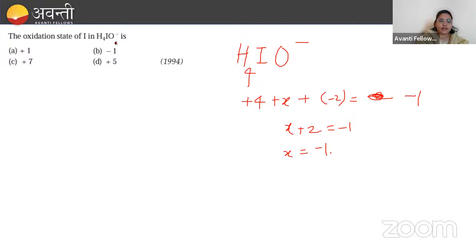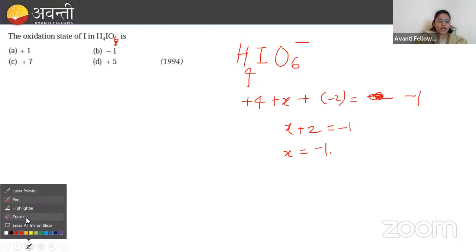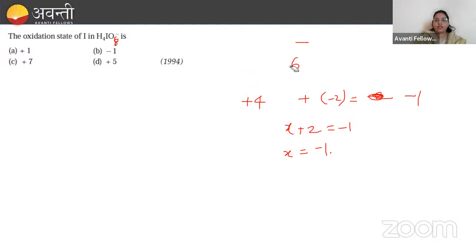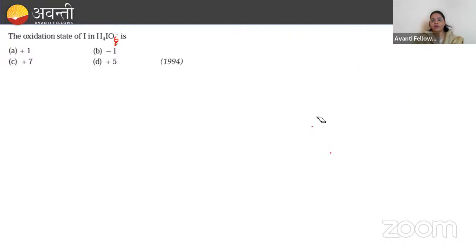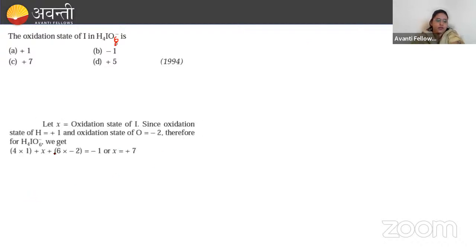Yeah, so what is here? It is 6. So write 6 here. There are 6 oxygen atoms. Sorry for the printing mistake here. I will calculate the oxidation state again. H4IO6 minus. So see here, 4 hydrogen, X for iodine, 6 oxygen atoms, and overall charge on the molecule is -1. So X is equal to +7. So the oxidation state of iodine is +7. Any doubt in this?